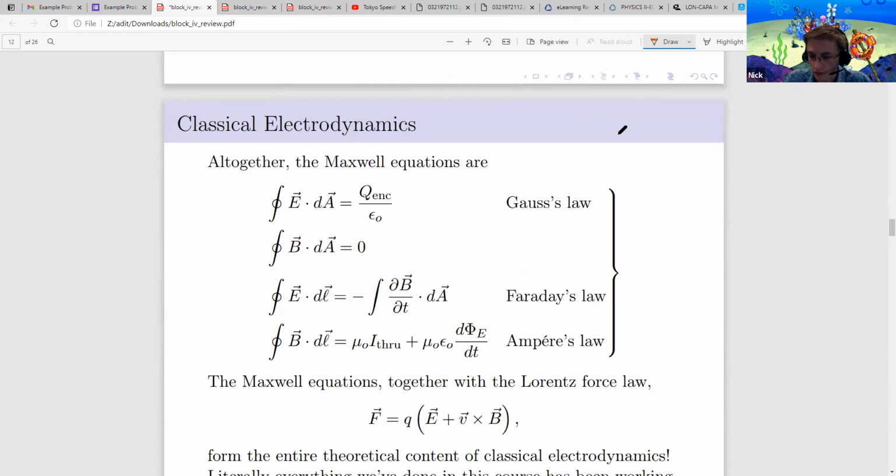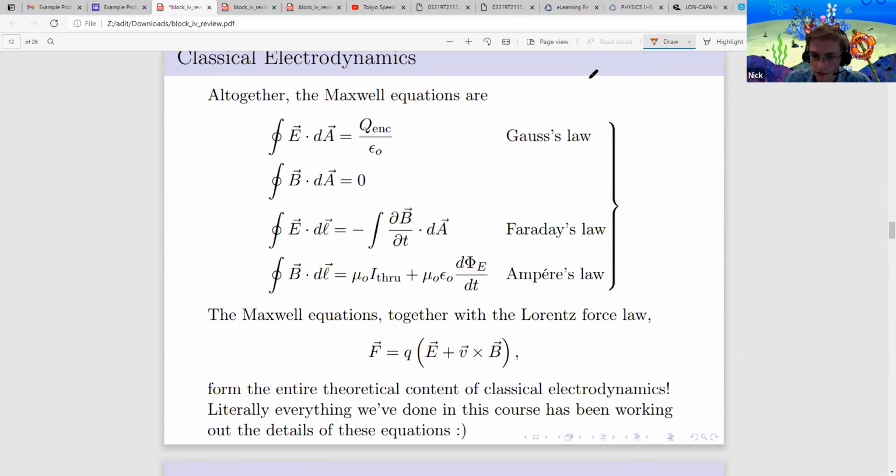And this brings us to classical electrodynamics. So we have all 4 of the Maxwell equations. They're completely finished. And together with the Lorentz force law, this builds up the entire theoretical content of classical electrodynamics. So this whole entire course, literally everything we've done up to this point, has been working out the details of these equations. Nothing more. Every single equation on your equation sheet can be derived from these, which I think is pretty cool.